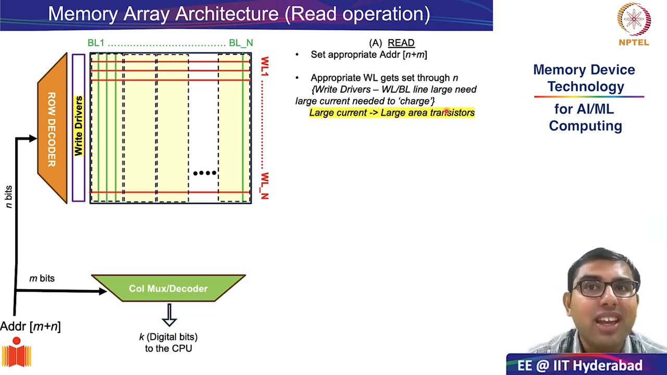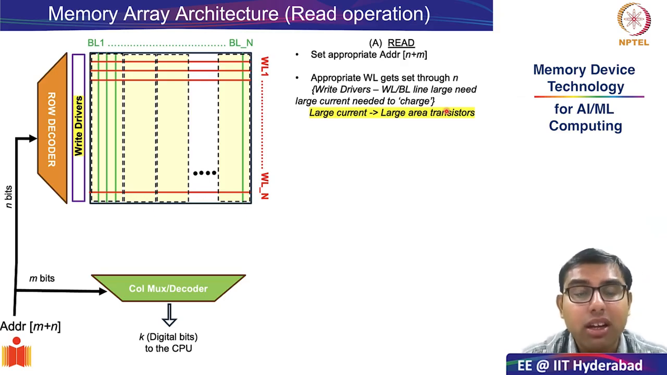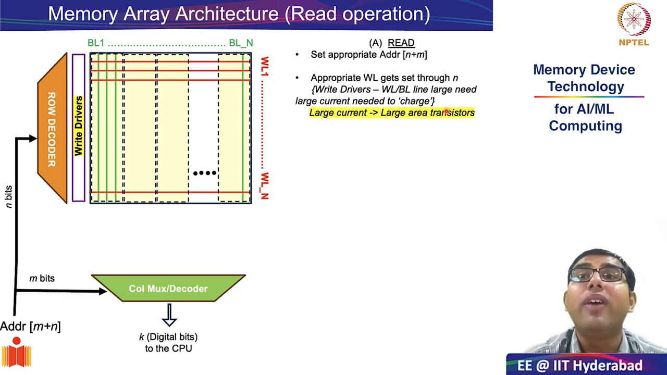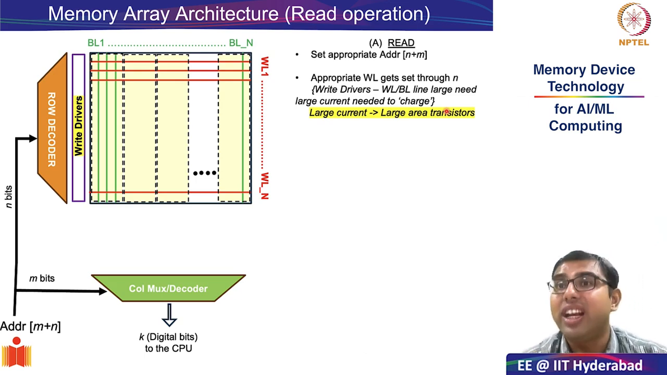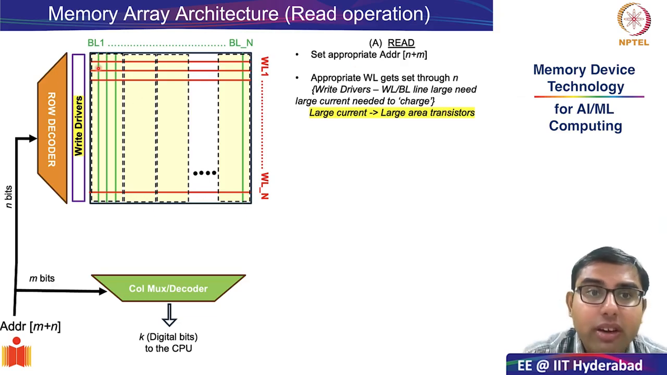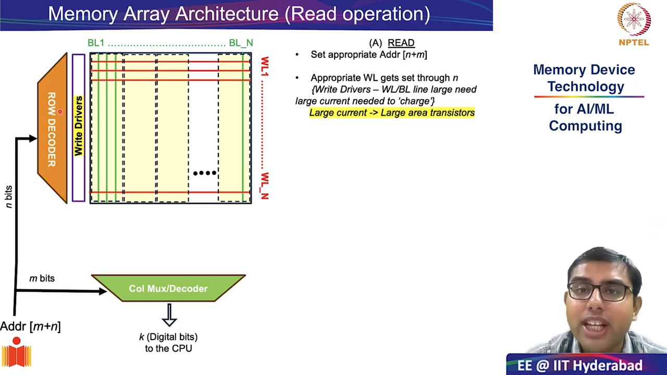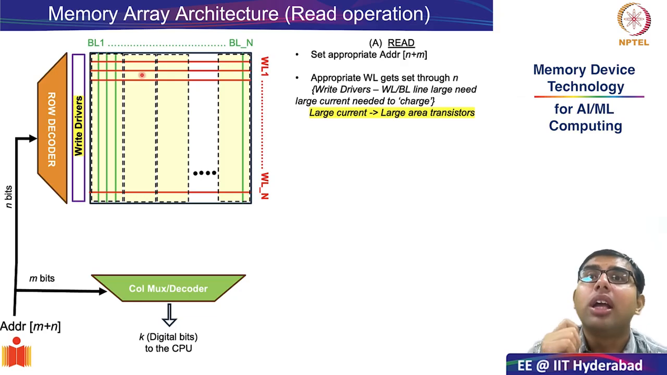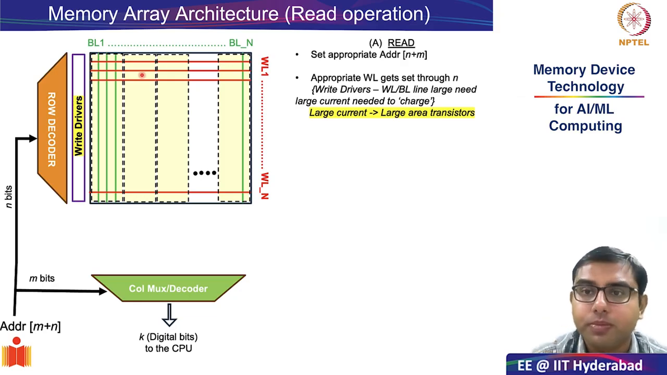This is where we see the first time that there is a very clear trade-off between latency and area. If you want low latency, you will have to compromise with a larger area. So these write drivers, which are kept next to the row decoder, ensure that the word lines are charged very quickly, or pre-charged very quickly.